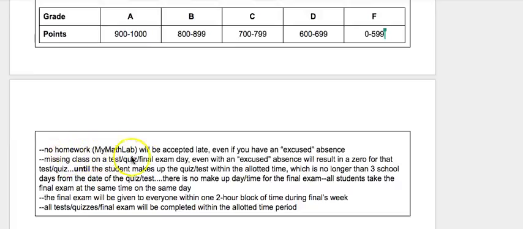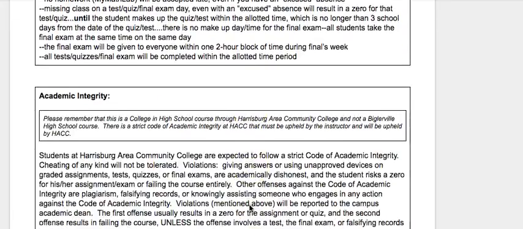No homework in My Math Lab will be accepted late, even if you have an excused absence. Missing class on a test, quiz, or final exam day, even with an excused absence, will result in a zero for that test or quiz until the student makes up the quiz or test within the allotted time, which is no longer than 3 school days from the date of the test or the quiz. There is no makeup time for the final exam. All students take the final exam on the same day at the same time. Final exam will be given to everyone within one 2-hour block of time during finals week. All tests, quizzes, and final exam will be completed within the allotted time period.